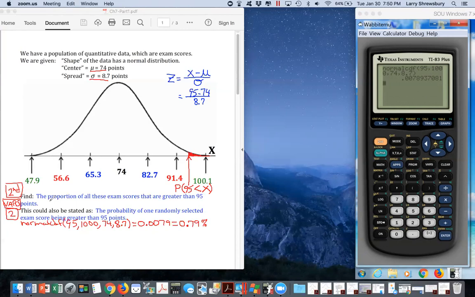And one thing that'll help prepare you for part 2 is do this. Oh, and there is something else that I want you to do. So this is equal to 0.79%. And it's also helpful, go to your sketch.